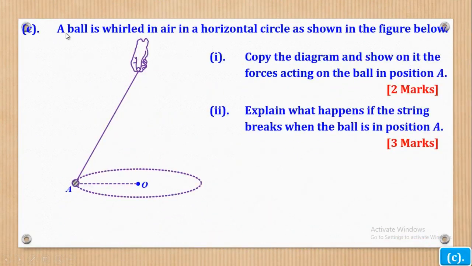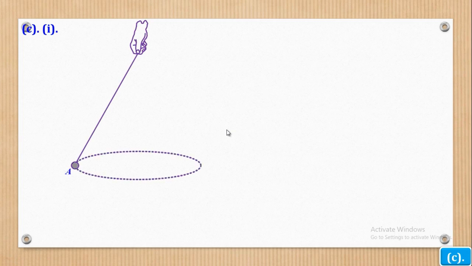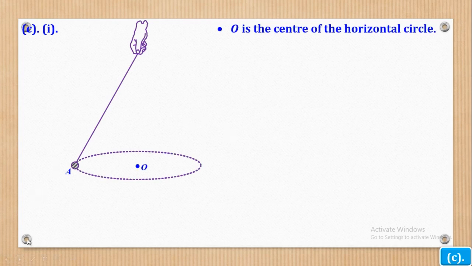Part C says, a ball is whirled in air in a horizontal circle as shown in the figure below. Roman 1. Copy the diagram and show on it the forces acting on the ball in position A. So we are going to first redraw the given diagram, then we can show the forces. So O will be the center of the horizontal circle.